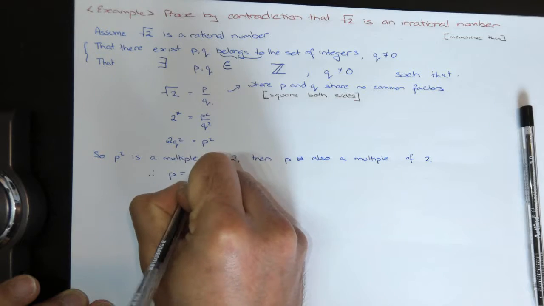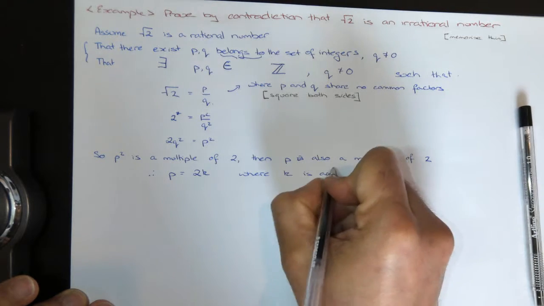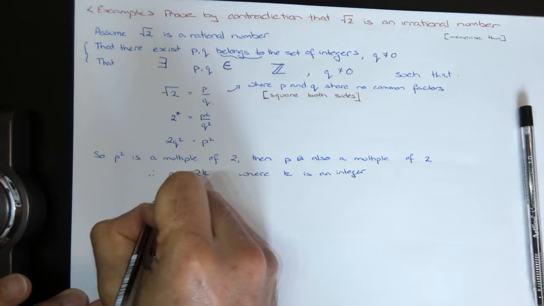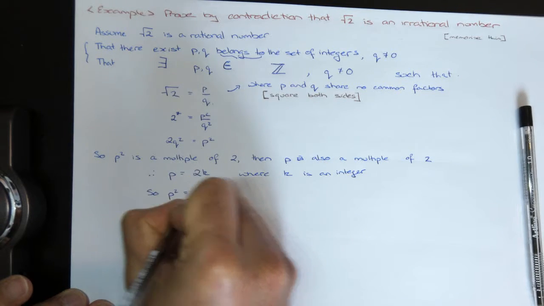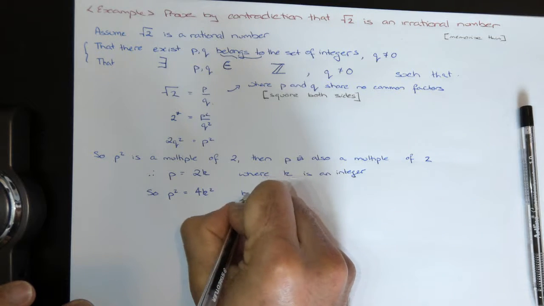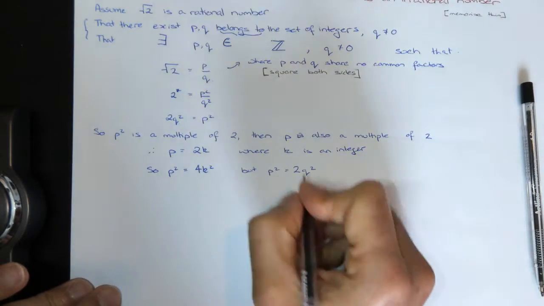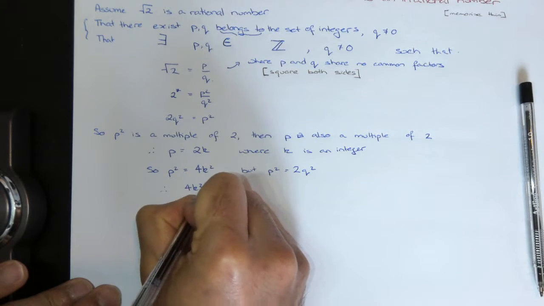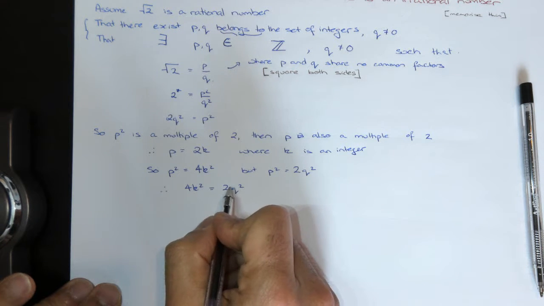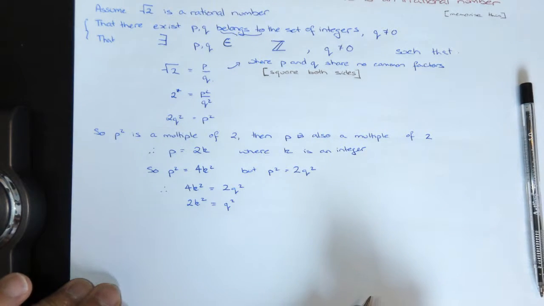Therefore, P would be 2k, where k is an integer. If I square this, so P squared would be 2k squared, which would be 4k squared. But we also know that P squared is also equal to 2Q squared. So 4k squared has to equal 2Q squared. If I divide by 2, I get 2k squared equals Q squared.